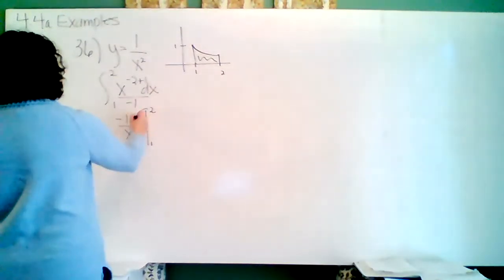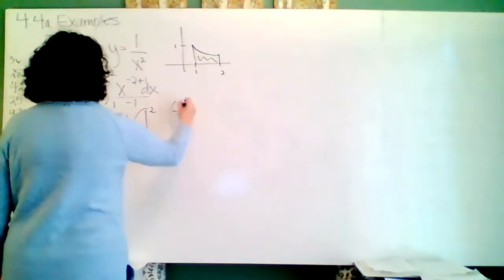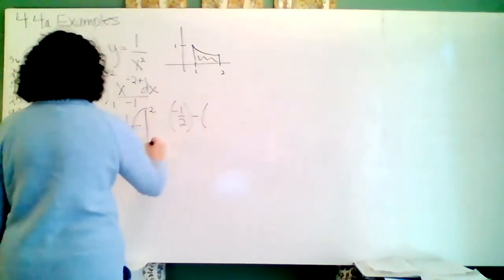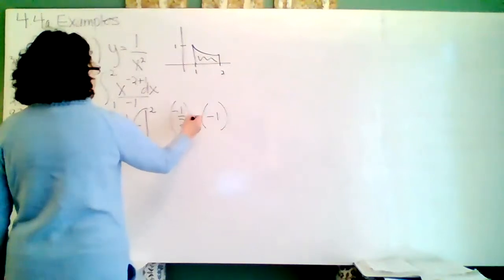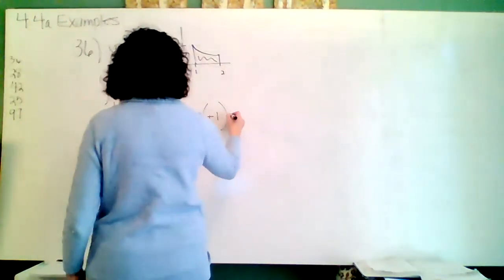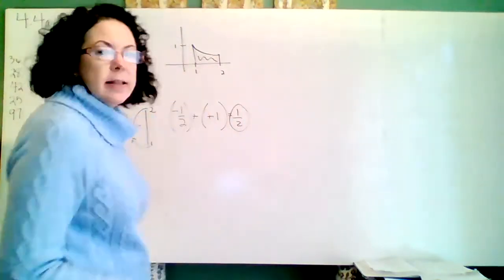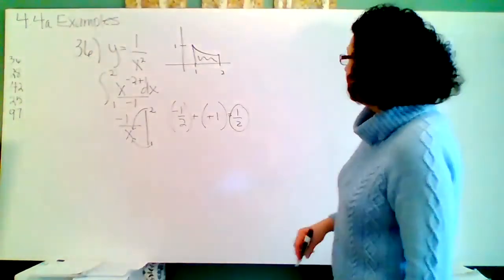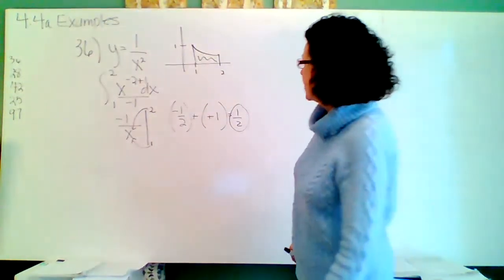Okay, the next thing we do is f of b, negative 1/2, minus f of a, which is a negative 1, right? This becomes a positive 1 plus a negative 1/2, which is 1/2. And certainly you can see that this kind of makes sense. First of all, this is a positive value. This is a positive area because it's above the x-axis.